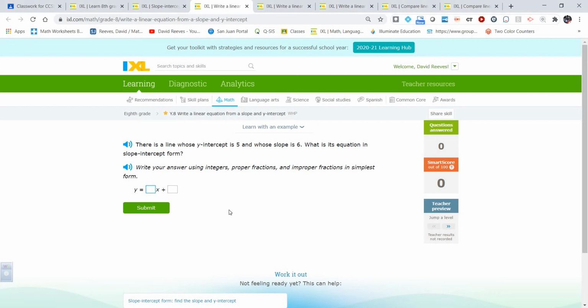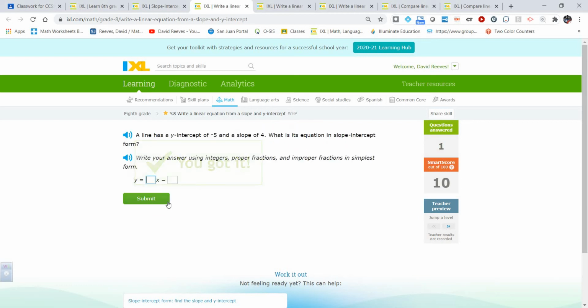So now we're going the opposite direction. They're giving us the slope and the y-intercept and asking us to fill it in. The y-intercept is 5, so that's going to go there, and the slope is 6, so that's going to go there. Remember, it's y equals mx plus b. Now, y-intercept of -5. You'll notice there's a subtraction symbol there because it's -5.